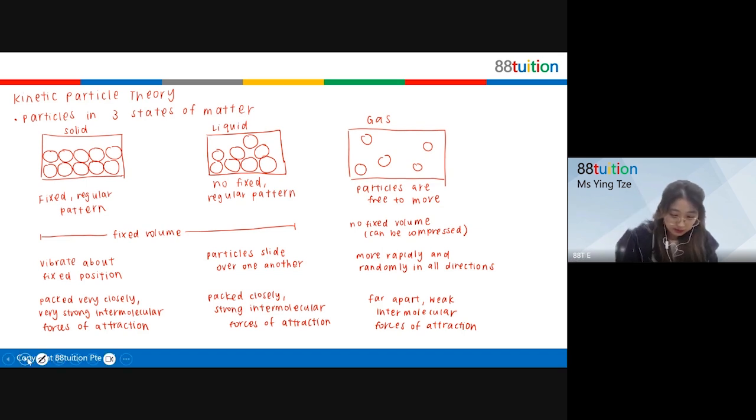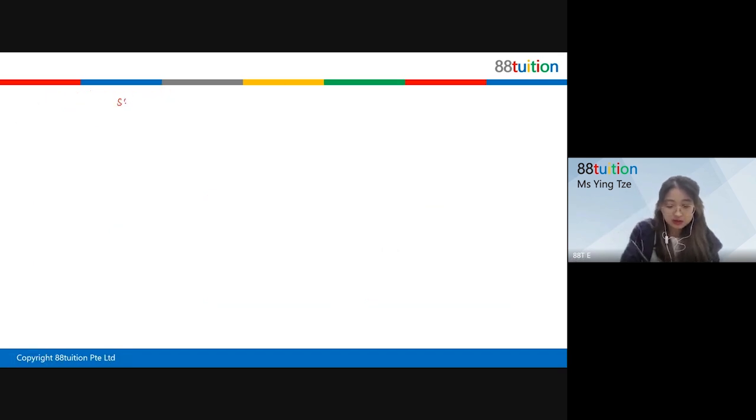And then when we talk about the three states of matter, we also have to talk about the interconversion. So this one you all should be familiar. To convert from solid to liquid, this one is called melting. To go from liquid to gas.